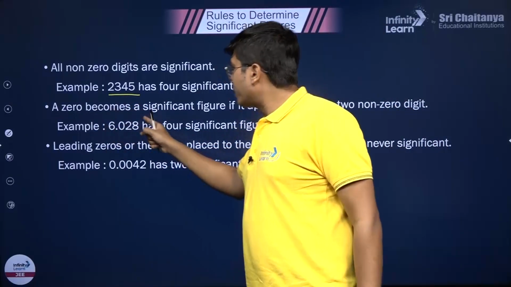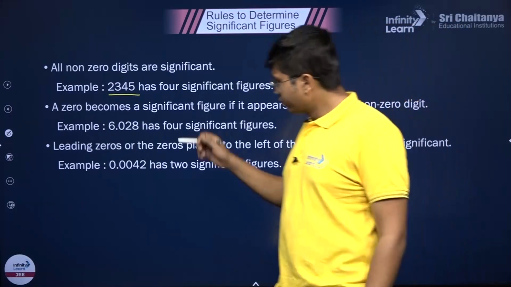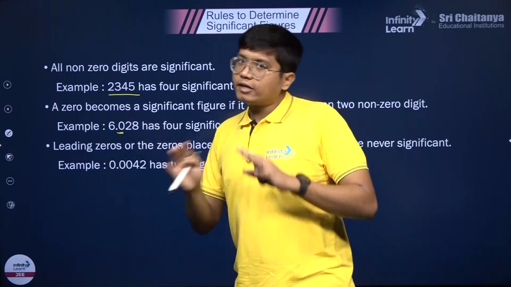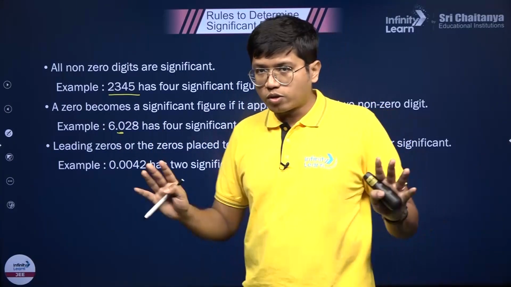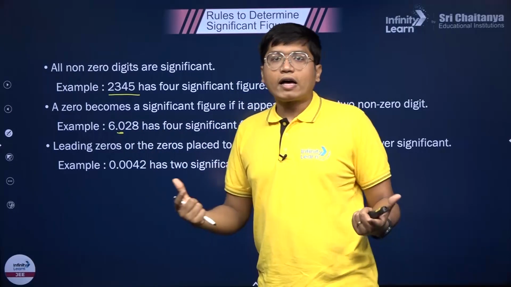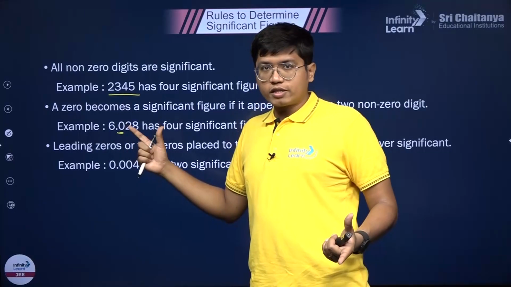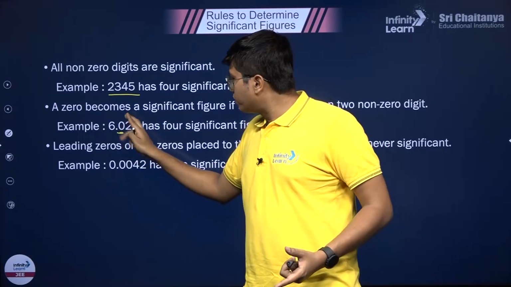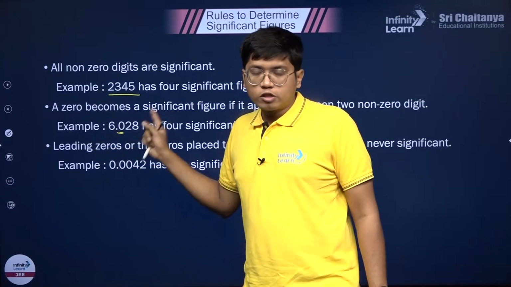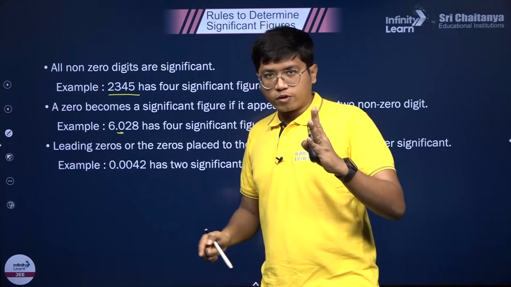Next, a 0 becomes a significant figure if it appears between two non-zero digits. This 0 is significant. All non-zero 6 to 8 are significant figures, no doubt about that. This 0 is also significant because this also gives you a value. It's not in the uncertain part. This is also giving you a certain value. It is also significant. If I remove this 0, the number would change. It would become 628. So the 0 is significant. So the number of significant figures here is 4.